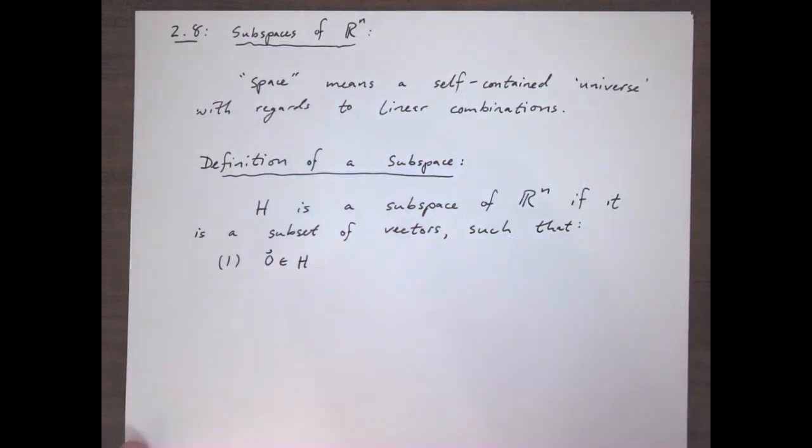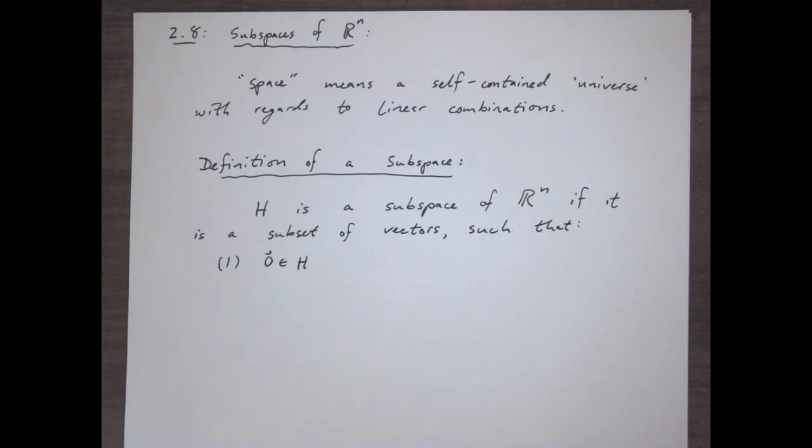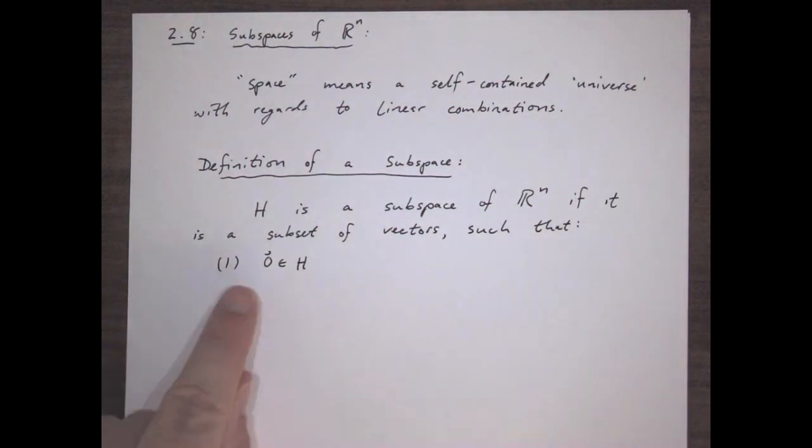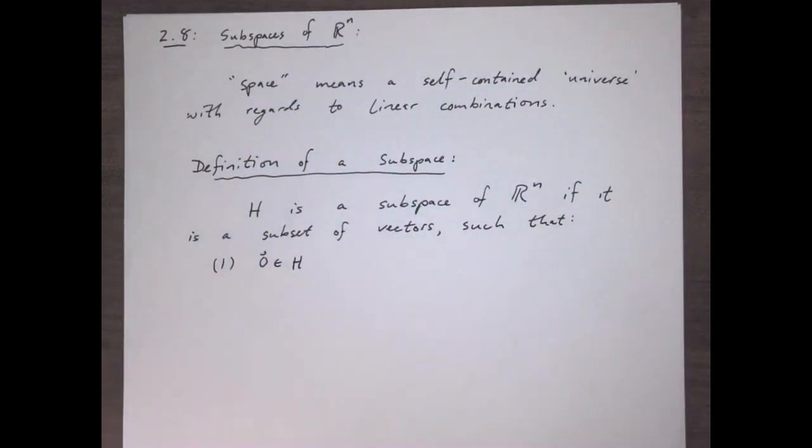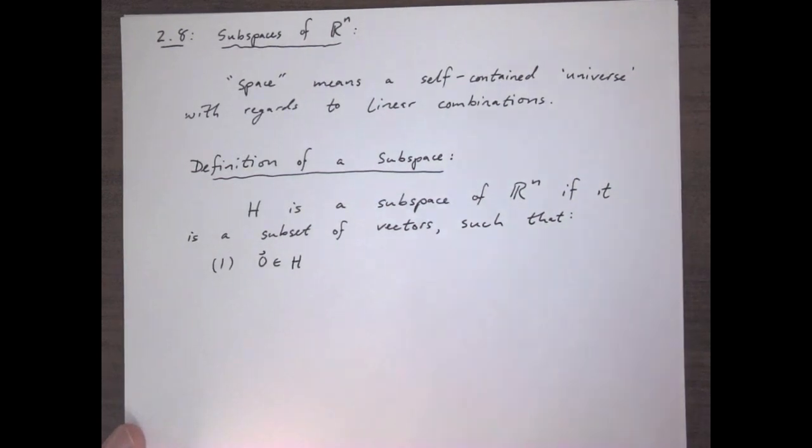Now, we are always going to assume whenever you just write a zero vector without any indication of size that it is of whatever size makes sense in this context. So this would be the n-dimensional zero vector, so n entries, all zero. Okay, so H must contain the zero vector.